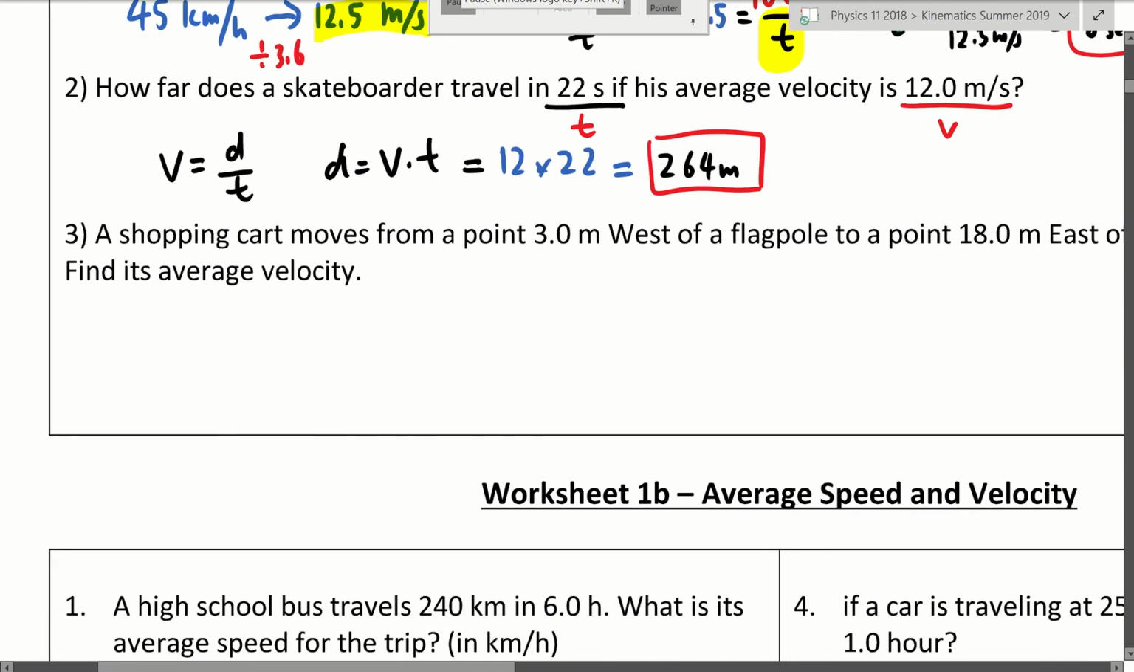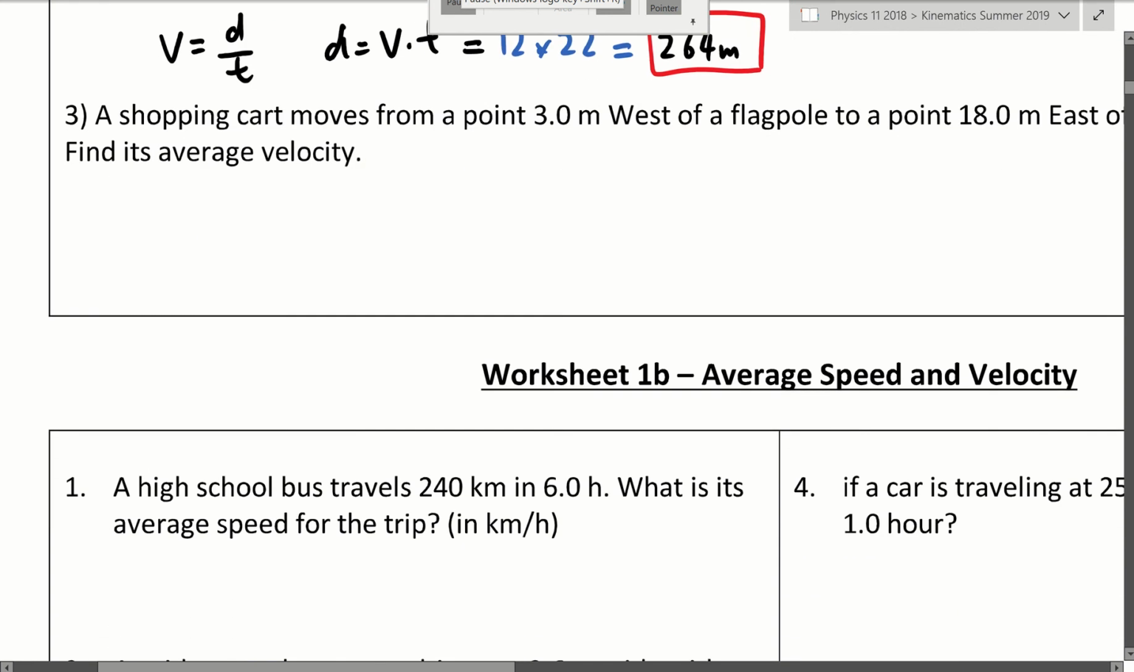Number 3: a shopping cart moves from 3 meters west of a flat pole to 18 meters east of the flat pole in 2.5 seconds. Find the average velocity. Okay, so it's better that we draw a picture.